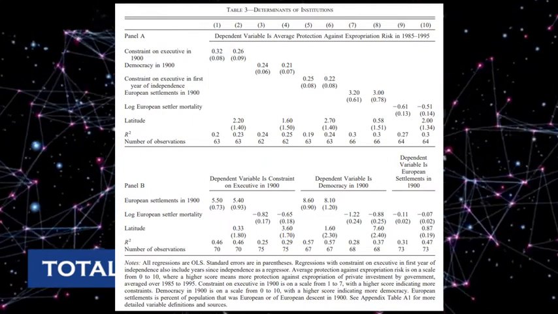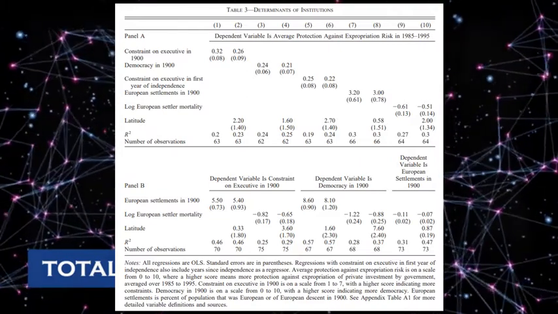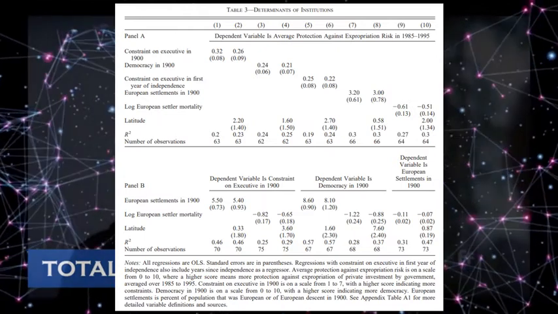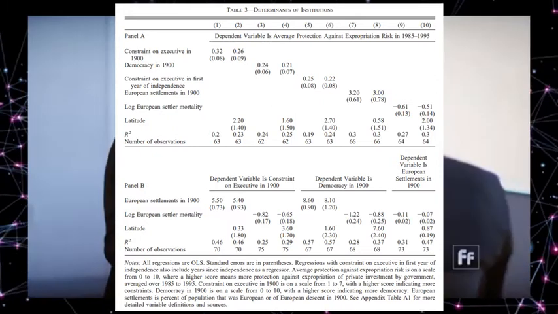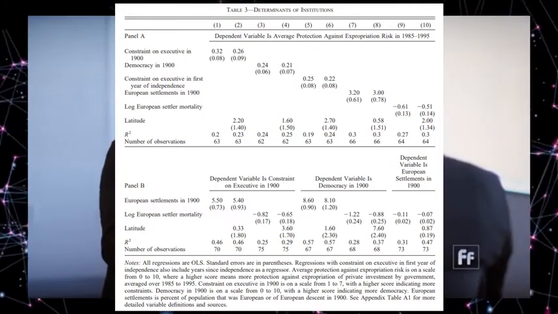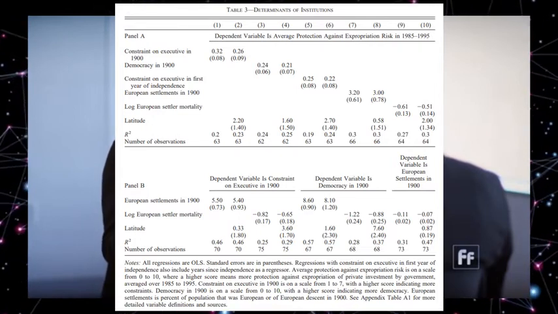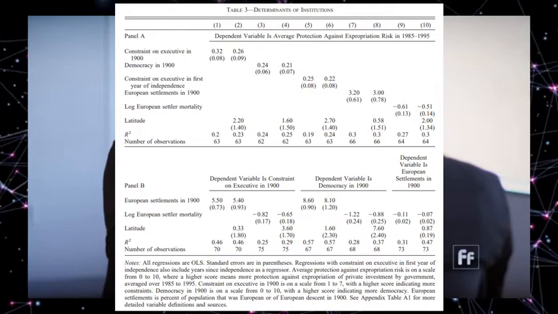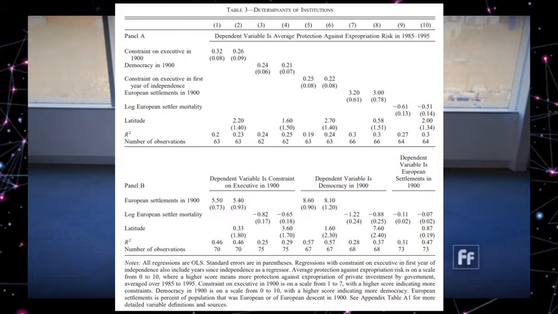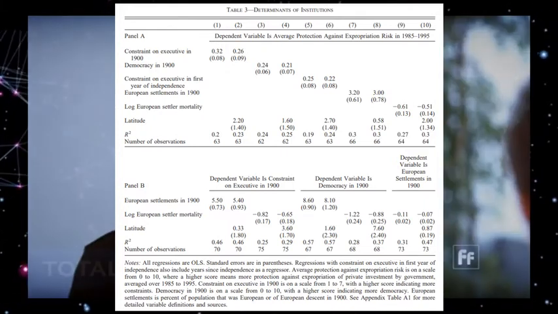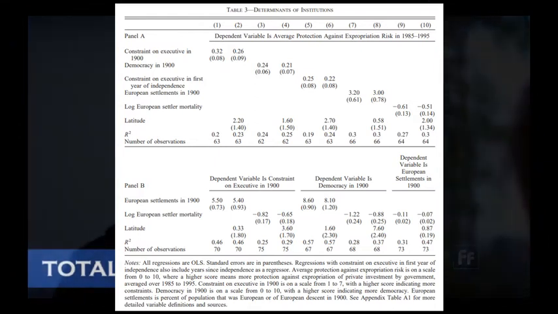Panel B of Table 3 provides evidence in support of the hypothesis that early institutions were shaped, at least in part, by settlements, and that settlements were affected by mortality. Columns 1 to 2 and 5 to 6 relate our measure of constraint on the executive and democracy in 1900 to the measure of European settlements in 1900, by fraction of the population of European descent. Columns 3 to 4 and 7 to 8 relate the same variables to settler mortality. These regressions show that settlement patterns explain around 50% of the variation in early institutions. Finally, columns 9 and 10 show the relationship between settlements and mortality rates.